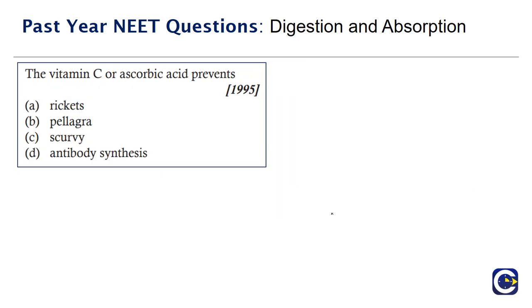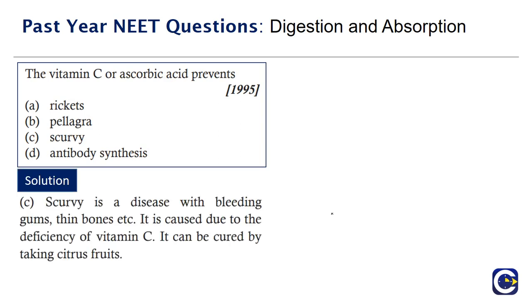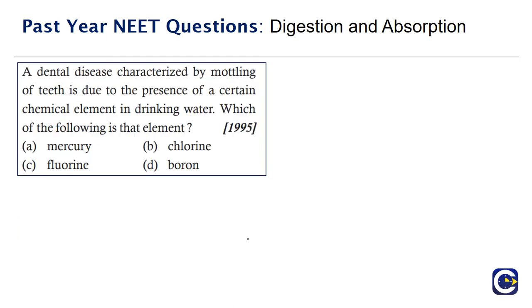The vitamin C or ascorbic acid prevents, as we saw, scurvy only. Scurvy is a disease with bleeding gums and thinning bones. Bleeding gums is also called gingivitis. So they can also ask which causes thinning bones and gingivitis. So we have to say vitamin C. It is caused because of deficiency of C. It can be cured by taking citrus fruits.